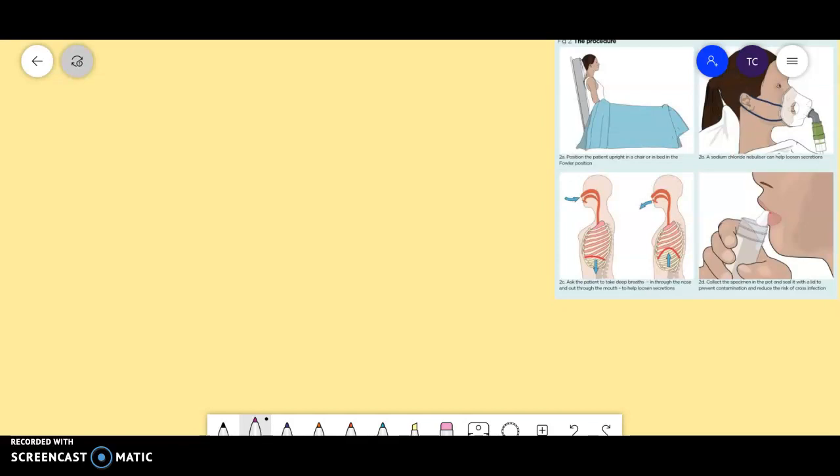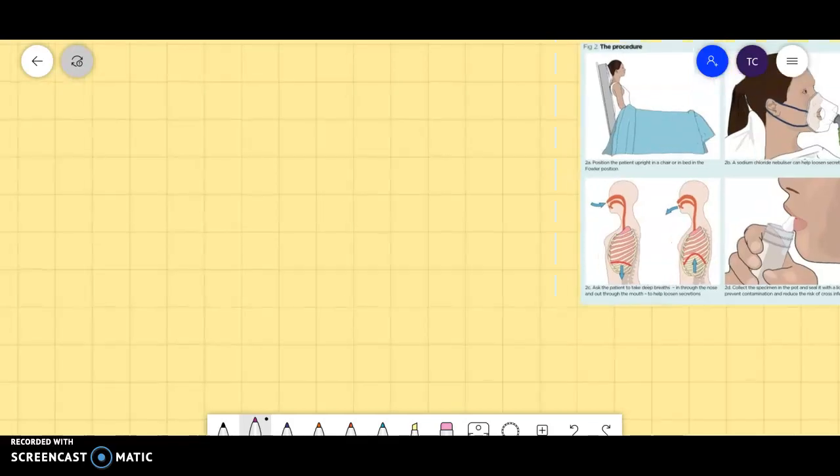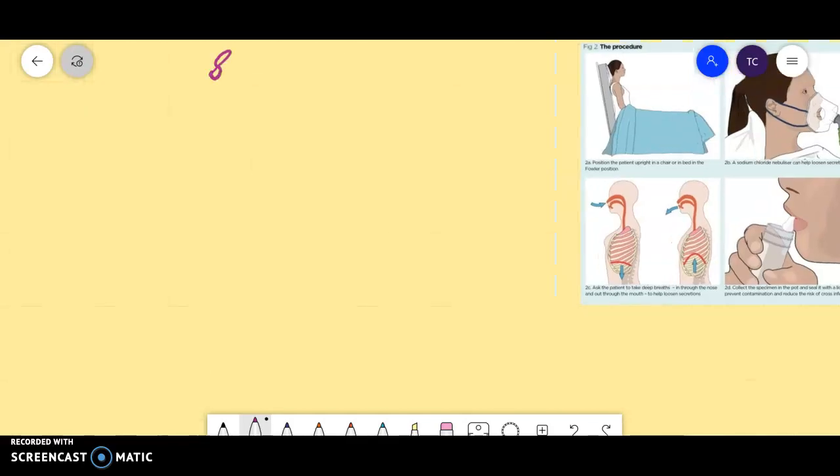And today in my virtual lab, I will be discussing sputum examination. Sputum examination is very important for the students who are studying medical microbiology, as well as the students who are a part of pathological labs, where they have to interpret various results.